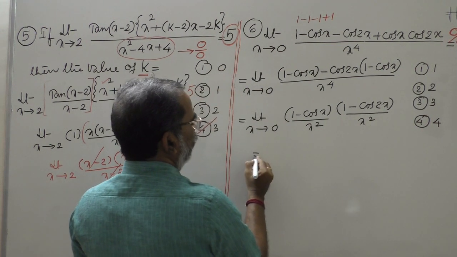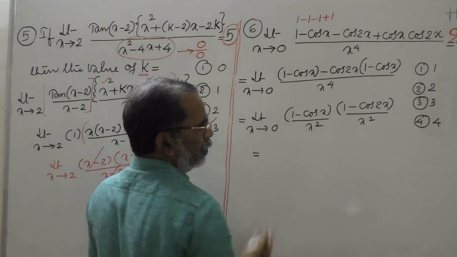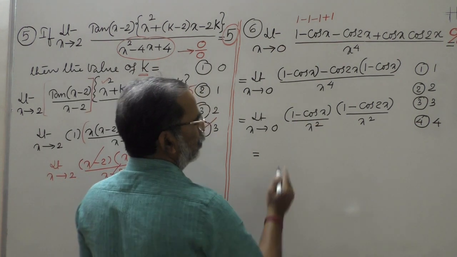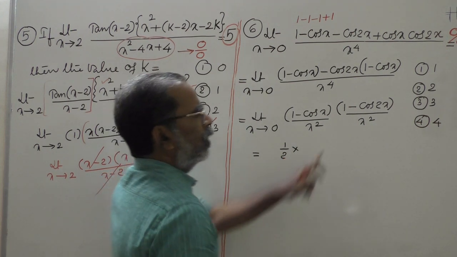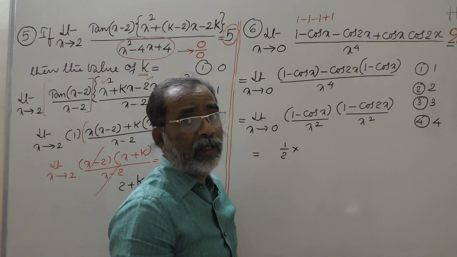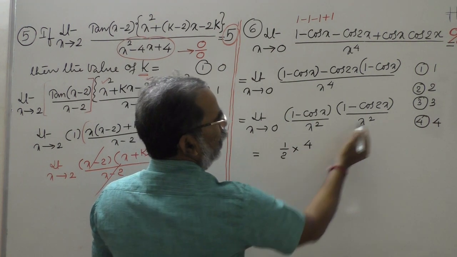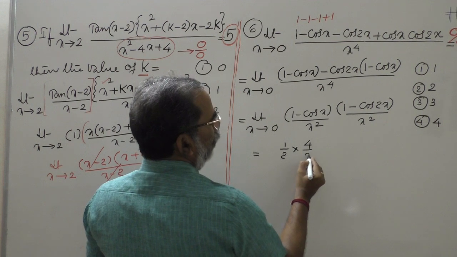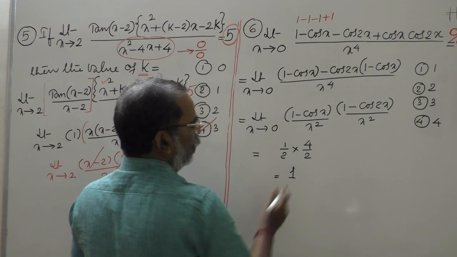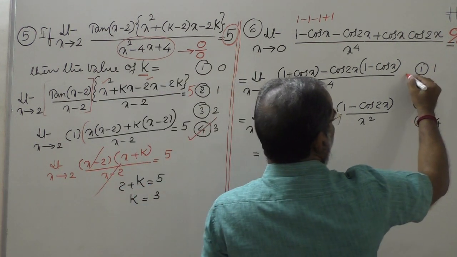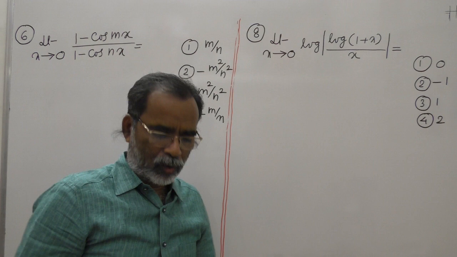Now we have formulas for this. 1 minus cos x by x square, I said it is 1 by 2. And 1 minus cos ax by x square is a square by 2, where a is 2. So 4 by 2. What is the answer? It is 1. Therefore, first option. Yes. Next question.